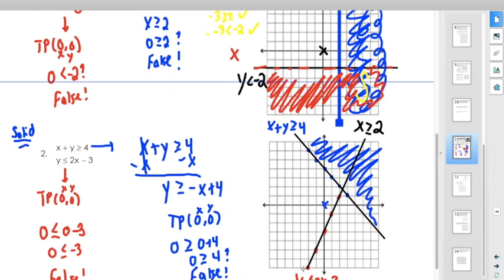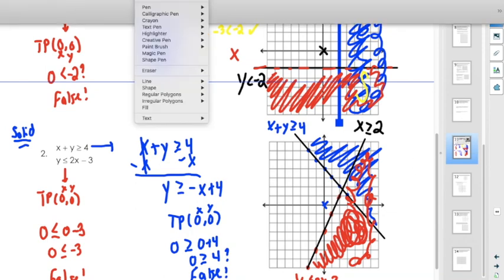My test point, where am I shading for y is less than or equal to 2x minus 3? Well, I got false, right? So I'm not going to shade towards my test point. I'm going to shade away from it. So that means I'm going to be shading all this. All in there. Now take a look at where the double shade is. This is my solution area right here, where the blue and the red are shaded in together.